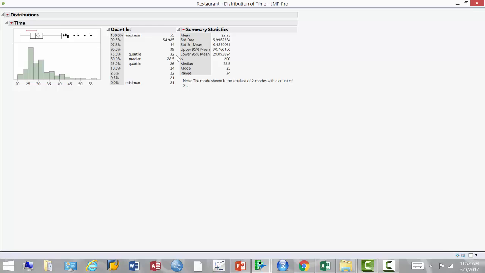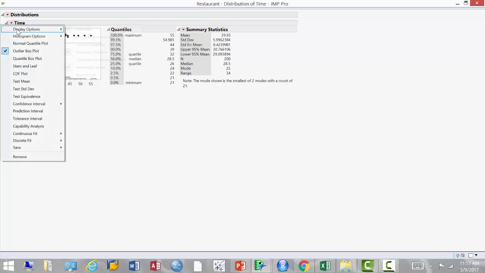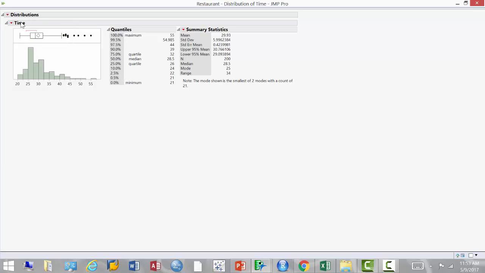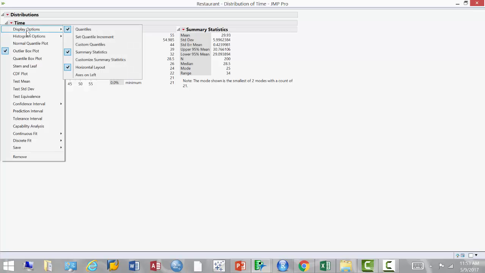Now, the 46th percentile is custom, because it's not standard. So what do I do for that? Well, I have to go to display options. Here, the red triangle, the second red triangle. I want to go to display options, and the third item on the menu will say custom quantiles. You see that? Display options, custom quantiles. Did you find it?